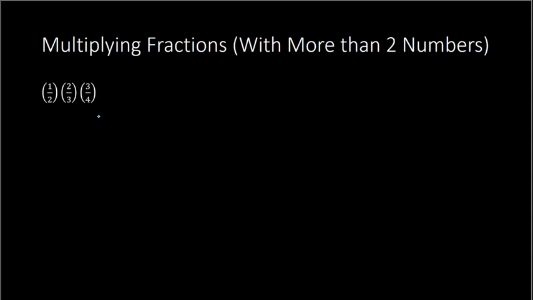So you multiply the numerators. We have 1 times 2 times 3 on the top. And on the bottom, we have 2 times 3 times 4. So on the top, we would have 6, right? 1 times 2 times 3 is 6. And on the bottom, 2 times 3 times 4 is 24. So we have 6 over 24, which we can simplify by dividing the top and the bottom by 6.